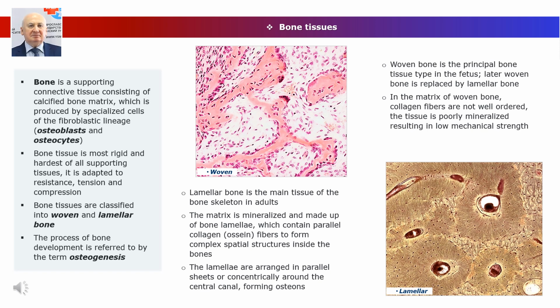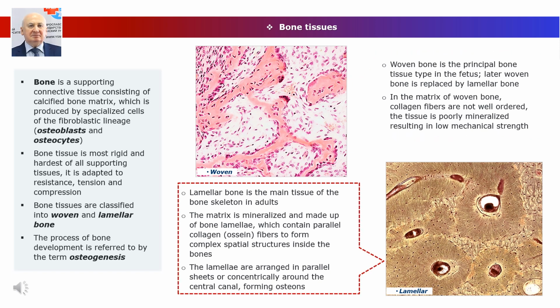Bone tissues are classified into woven and lamellar bone. Woven bone is the principal bone tissue type in the fetus. Later, woven bone is replaced by lamellar bone. In the matrix of woven bone, collagen fibers are not well ordered. The tissue is poorly mineralized, resulting in low mechanical strength.